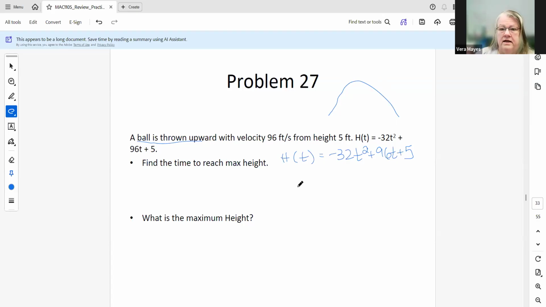Okay. And this is describing how fast it's going, how high it is when it starts off the ground. But because we know it's a quadratic, it's going to go up and then it's going to come back down. At this point is going to be the maximum that it gets. This question is saying find the time to reach the maximum.